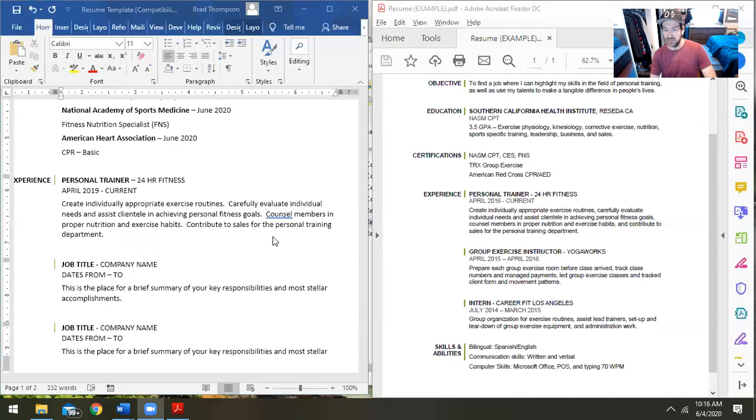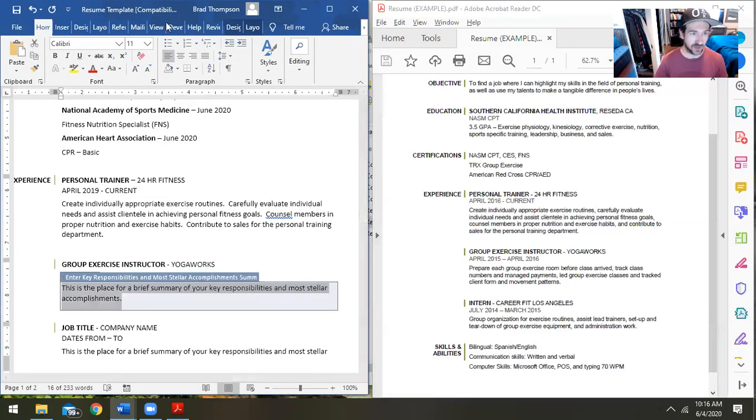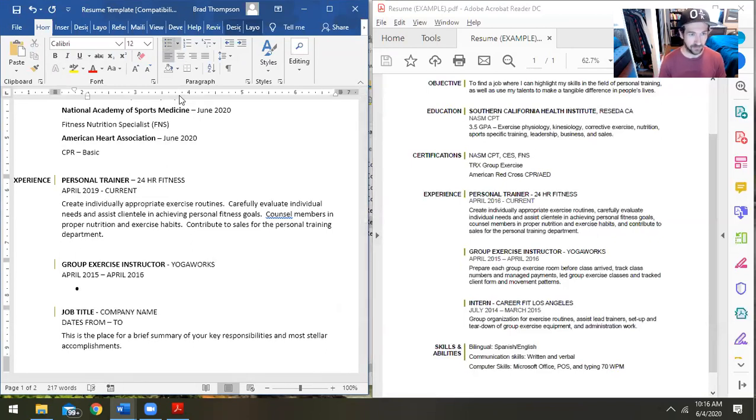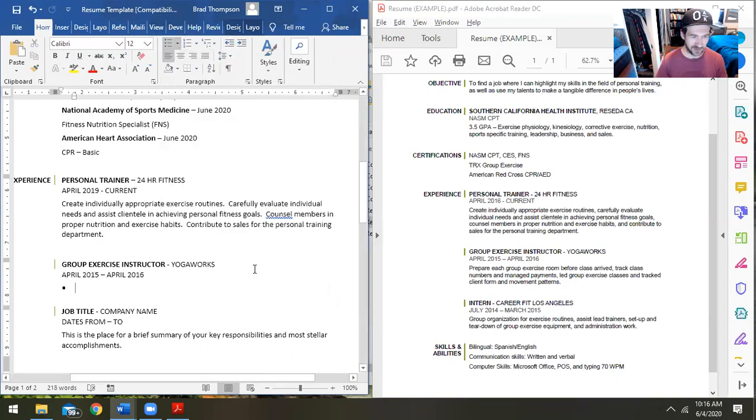Now, let's look at that same style, but bullet pointed. So this one, let's say they're doing the group exercise instructor for YogaWorks, deep cut. And they worked there from April 2015 to April 2016, so exactly 1 year. Okay, the bullet point version is going to look more like this. I'd probably go with square bullets just because I think they're nicer looking.